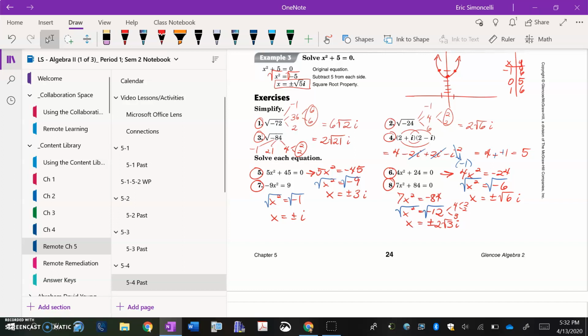Please look on OneNote for the homework for the next day and possibly the following.